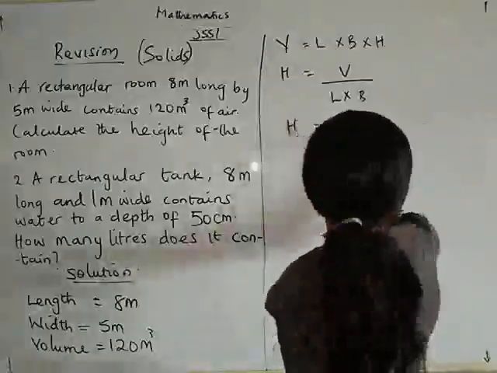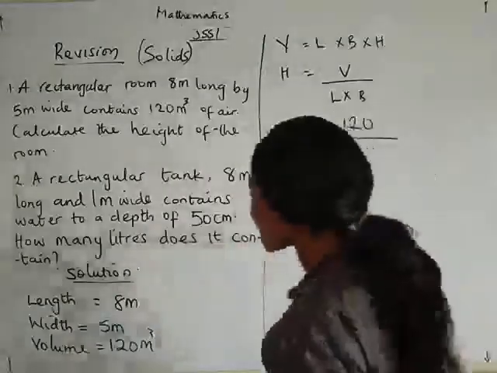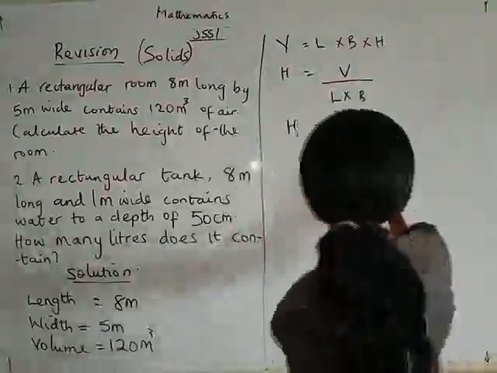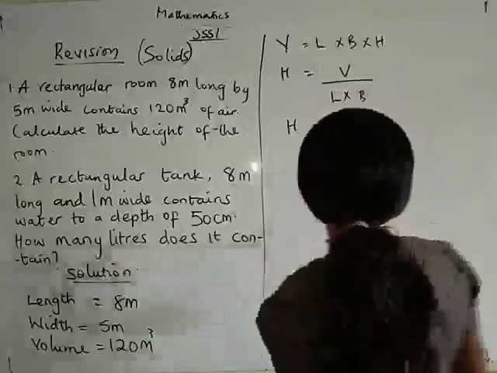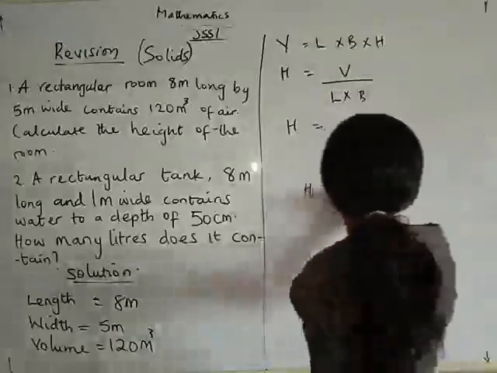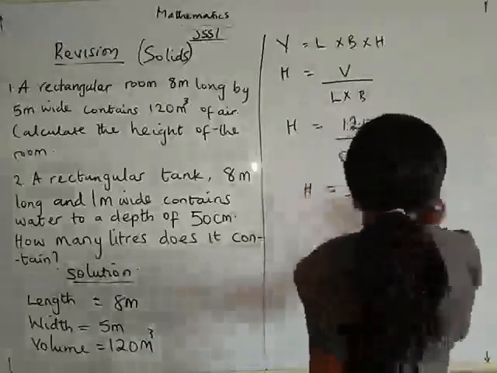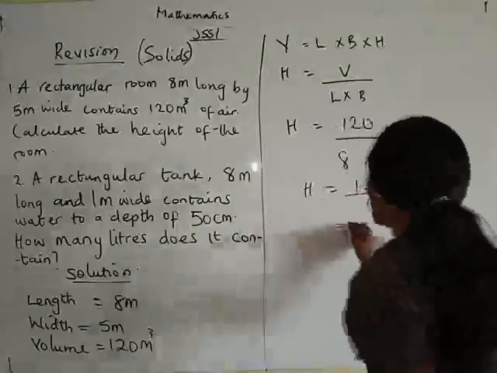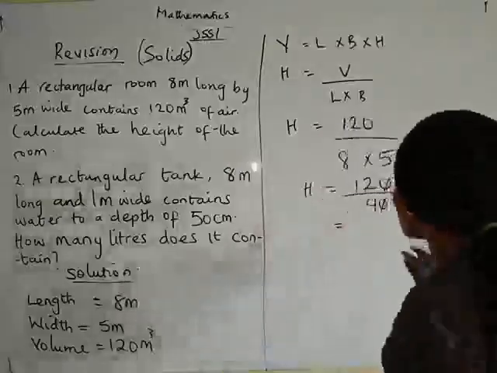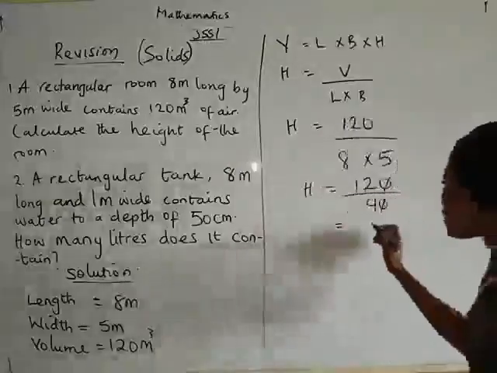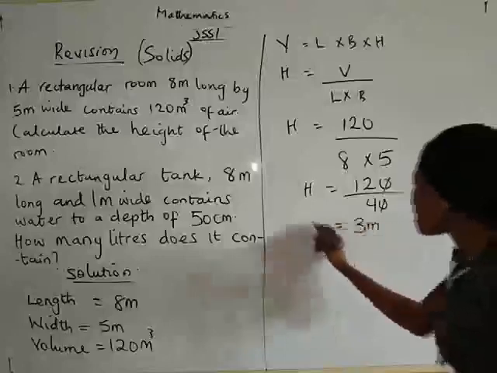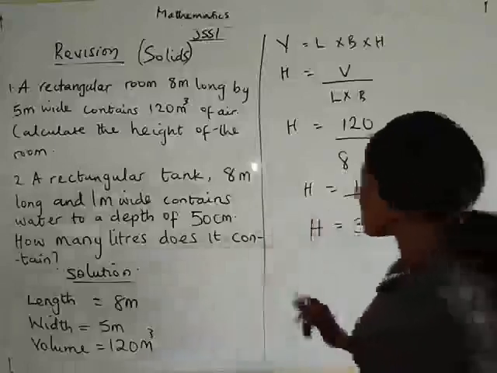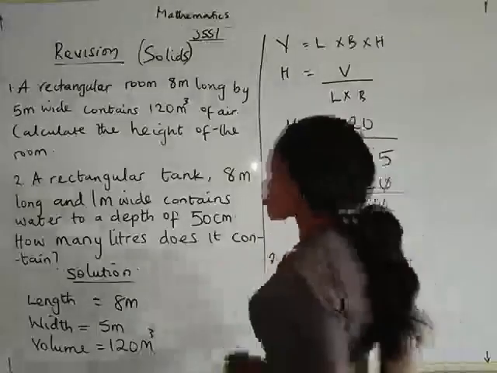What's our volume? 120 meter cube. What is our length? 8 meters. And what is our width, which is our breadth? It's 5 meters. So our height is equal to 120 over 8 times 5, which is 40. That is 12 divided by 4. You don't have to use a calculator, you can solve it simply. We have 12 over 4 to give us 3 meters. Hence, our height is 3 meters. Is that okay?